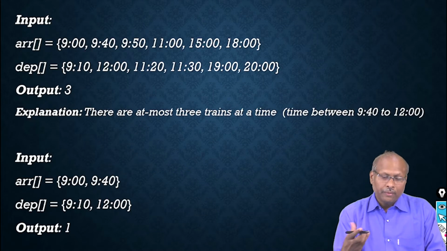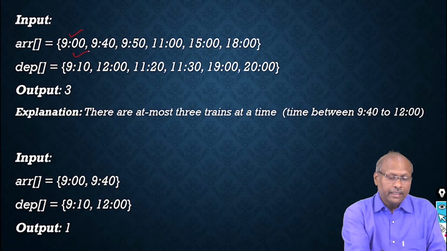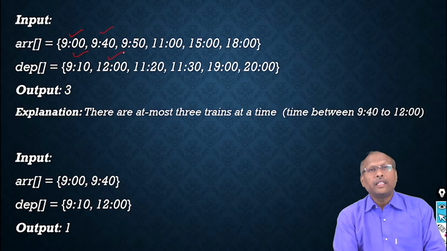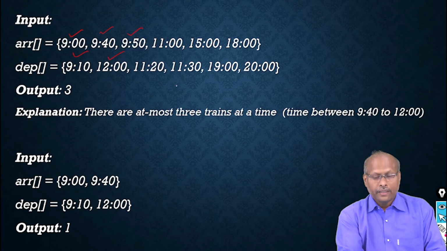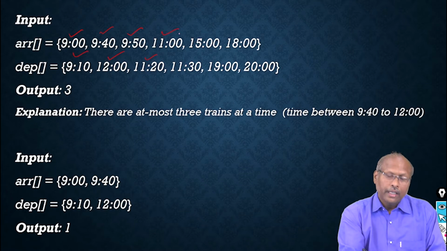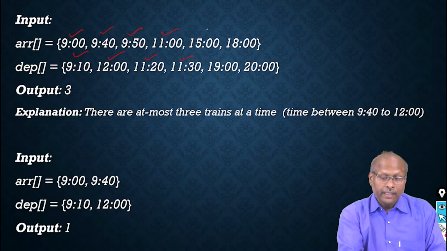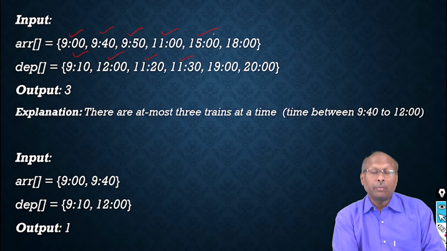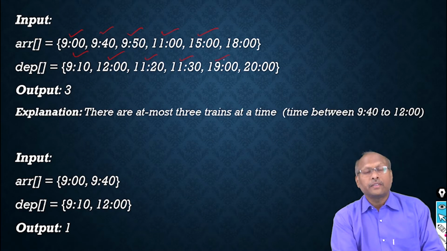If you observe here, the first train arrives at 9 o'clock and leaves at 9:10. The second train comes at 9:40 and leaves by 12 o'clock. So for every train you see an arrival time as well as a departure time. The third train comes at 9:50 but departs at 11:20. Similarly, the fourth train comes at 11 o'clock and leaves at 11:30. The fifth train comes at 15:00, that means 3 o'clock, and leaves at 19, that means evening 7.